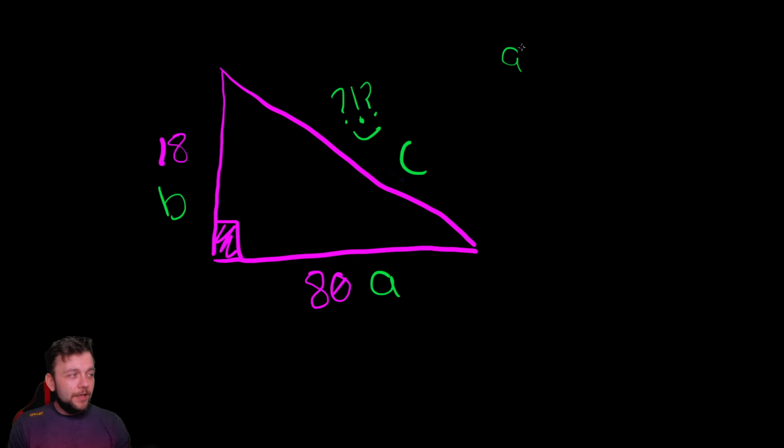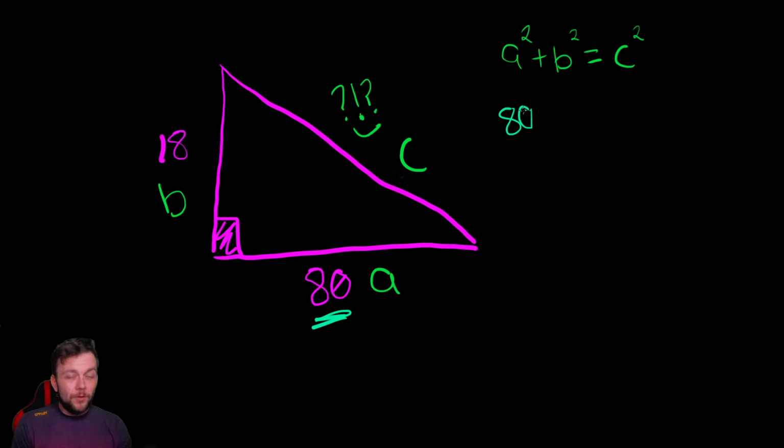A squared plus B squared equals C squared. Okay. You plug in your A, so that's 80. We'll change the colors up a little bit. We'll make our 80 this blue, so it's 80.